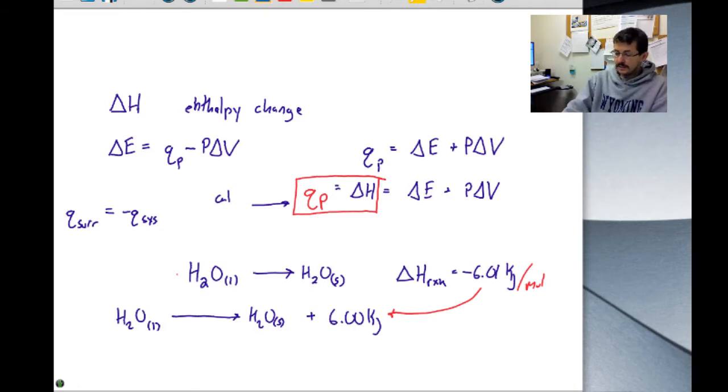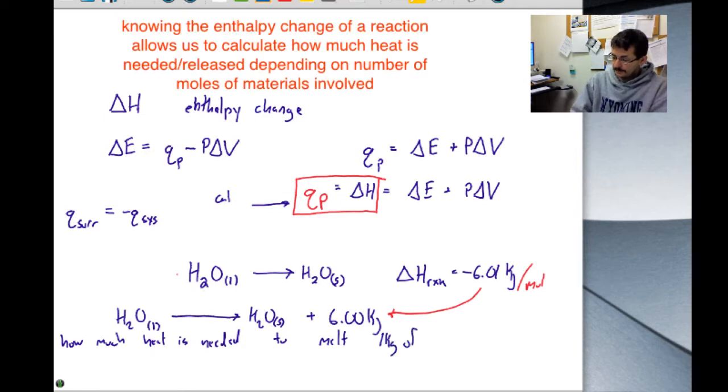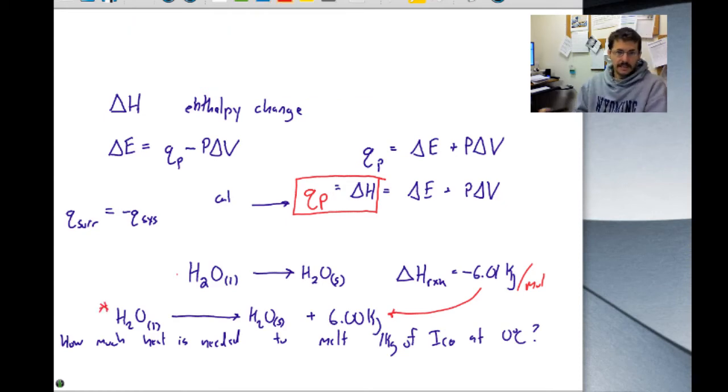Well, let's put this into practice. How much heat is needed to melt 1 kilogram of ice at 0 degrees centigrade? How much energy? Well, the enthalpy change is related to how much heat is required. And so, given that reaction, we know that there's an enthalpy change associated. So how much heat is needed to melt 1 kilogram of ice?